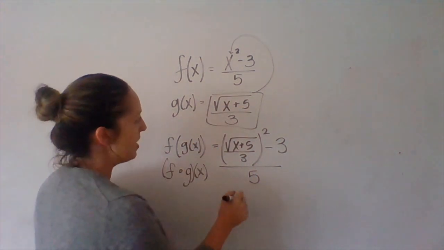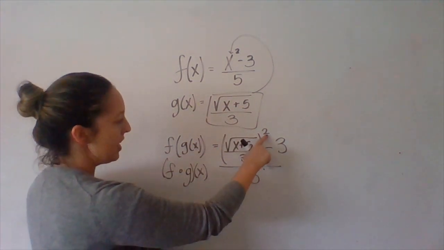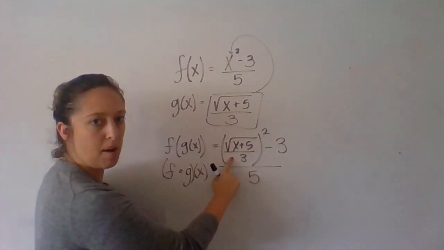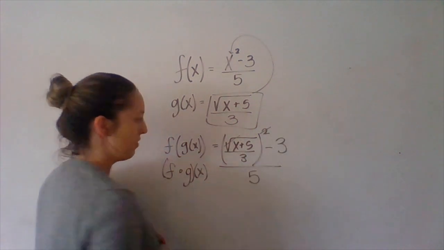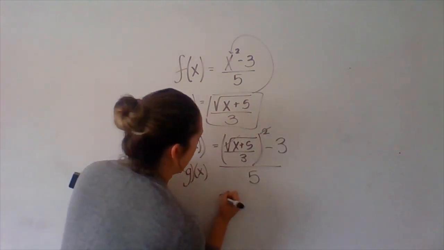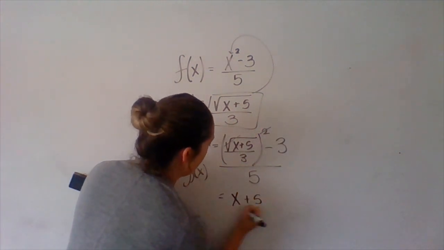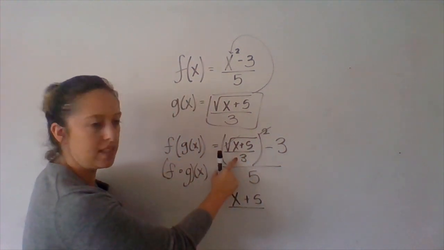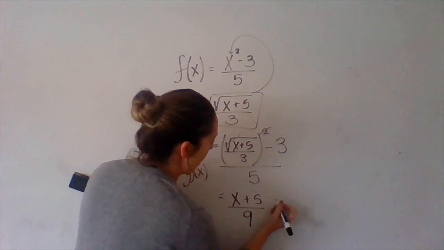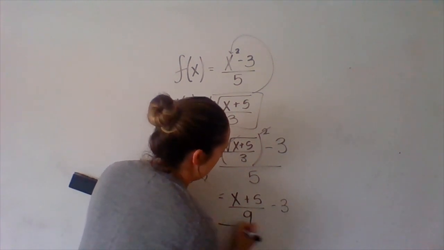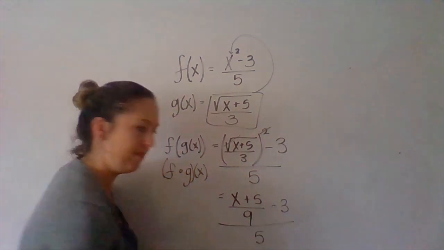Now I'm going to simplify. This squared here is going to apply to the numerator and the denominator. So the squared on the numerator will cancel these out, right, because those are inverses. And I'm left with x plus 5 over, I also need to square my denominator, so that would be 9. The minus 3 goes up here over 5.